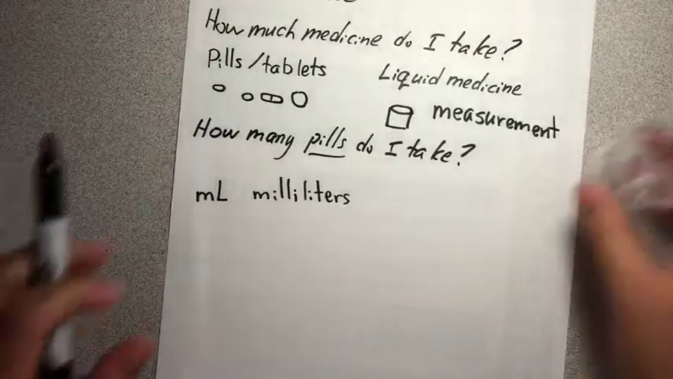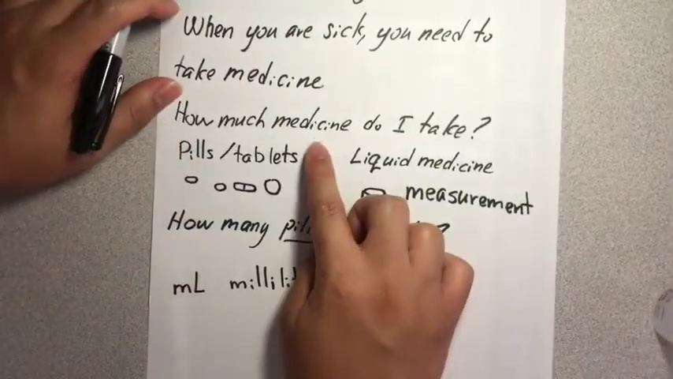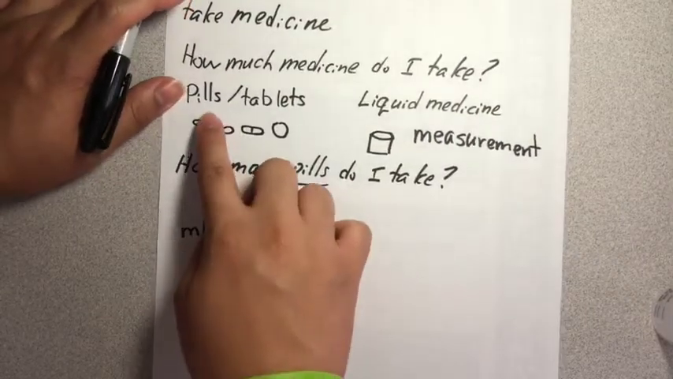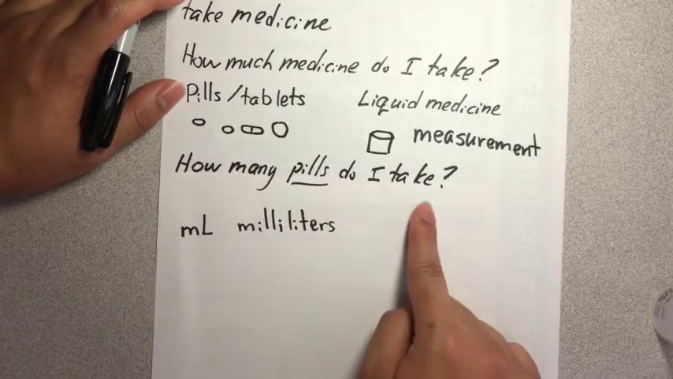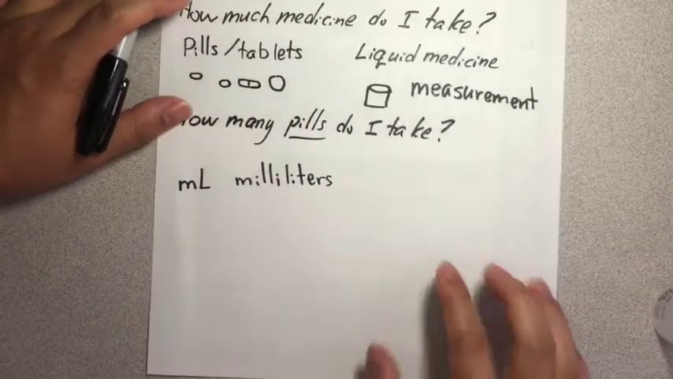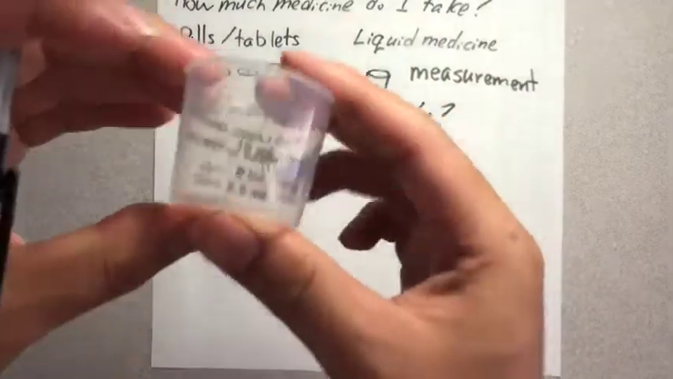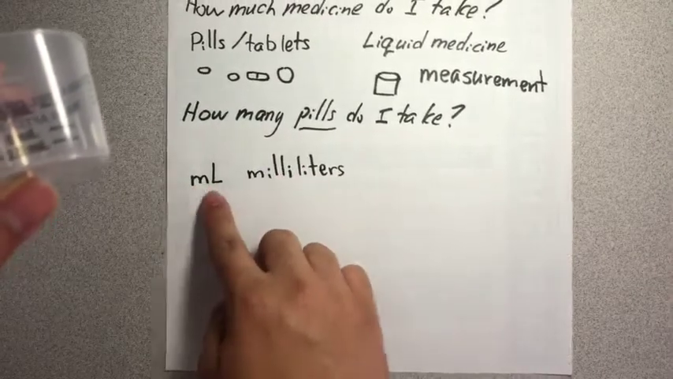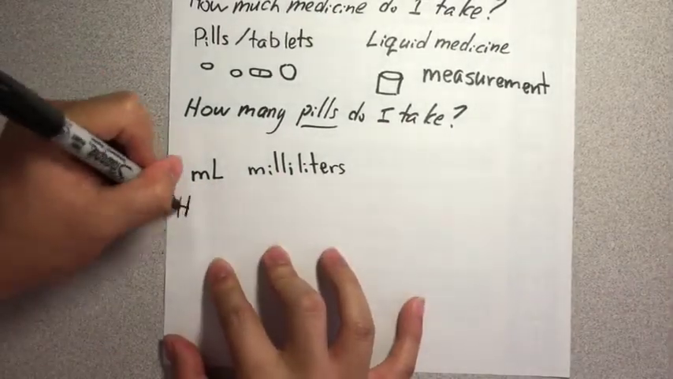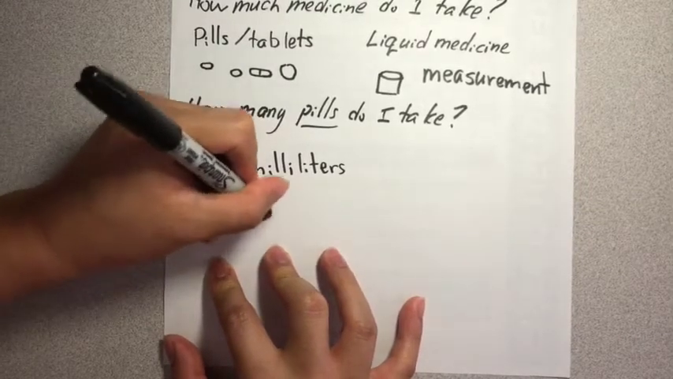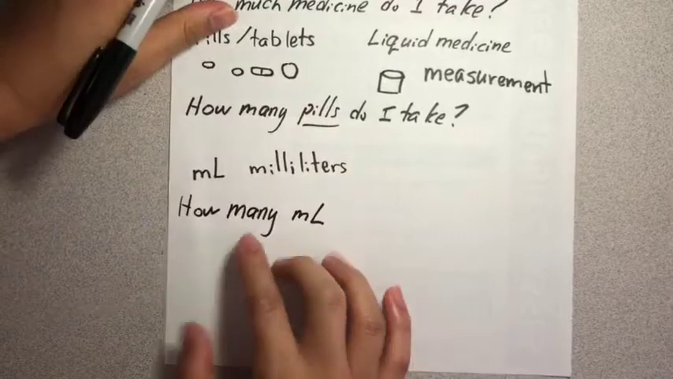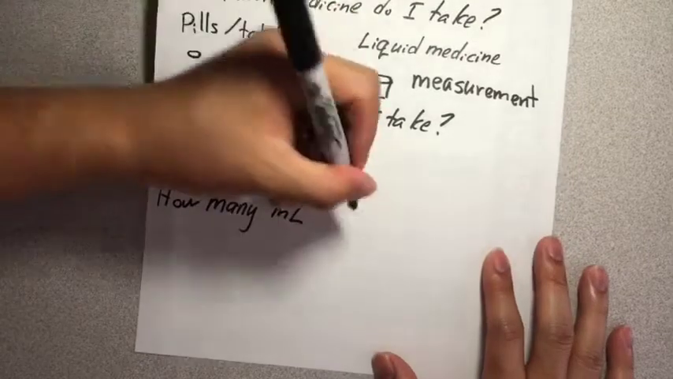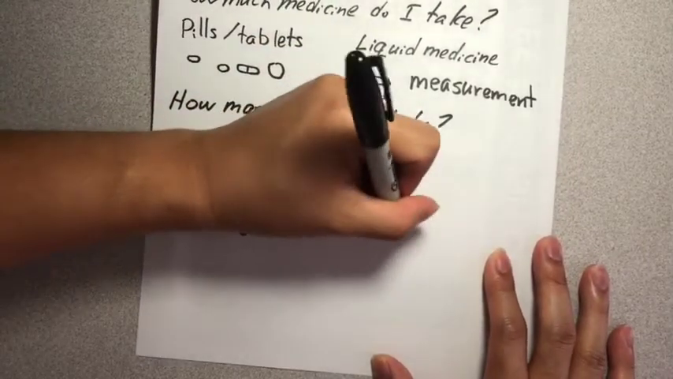So, in general, if we just ask about medicine, the word medicine, we say, how much medicine do I take? If we have pills, we ask, how many pills do I take? How many? Because you can count pills. With liquid medicine, you have to say the measurement. For this cup, the measurement is in milliliters, ml. So we ask, how many milliliters? I'm going to write ml because I don't want to write all of this. It's a long word. How many milliliters do I take?